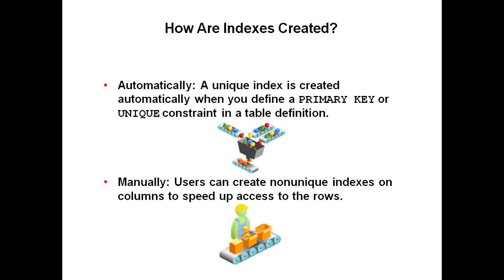And when it comes to manual creation, suppose you have some columns which are not primary keys or unique keys, then you can go and create indexes manually. So these are the two ways we have in order to create an index. Now here I would like to ask one question. How many primary keys can there be on a table? Please answer this. If I have a table, how many primary keys can I create for that table?